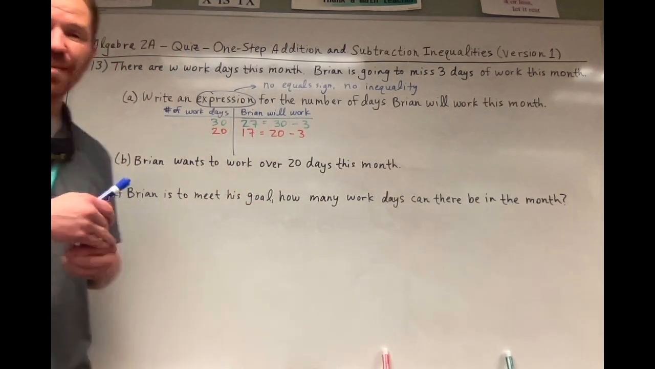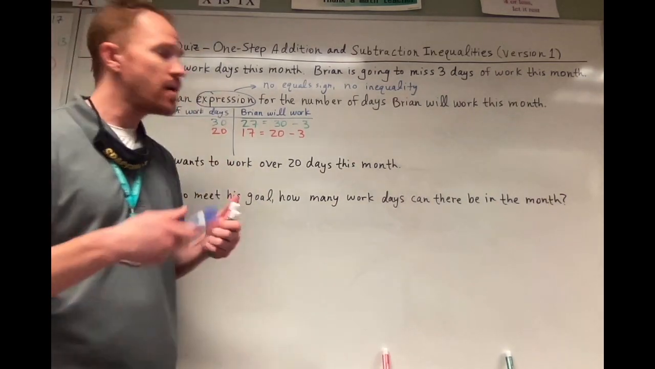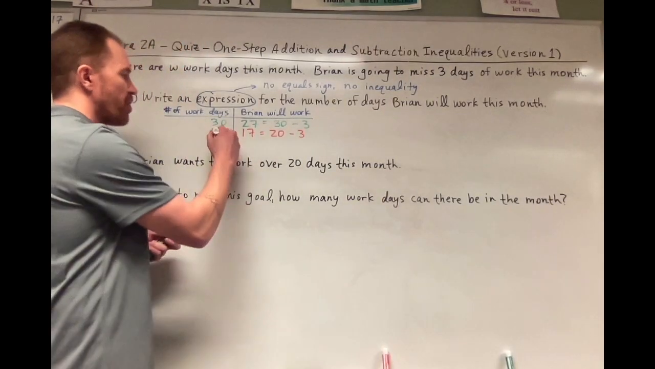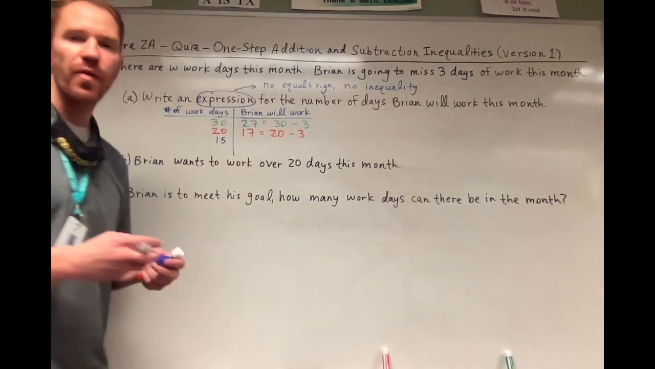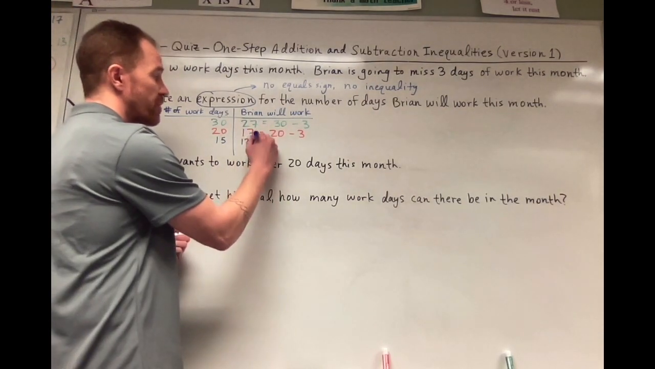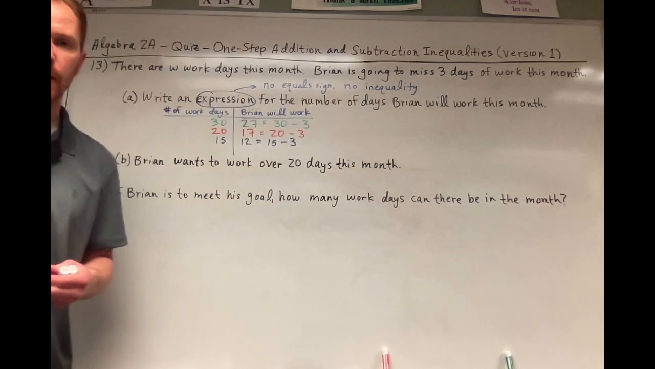We'll do one more number. Again, you might see the pattern. You might say, oh, if it's W, I know what it's going to be. But let's do one more. Let's say it's a little shorter month. Maybe it's 15 work days in the month. So how many days would Brian work? Well, he's going to miss 3, so he'll work 12 days. The 15 days total minus the 3 he's going to miss.